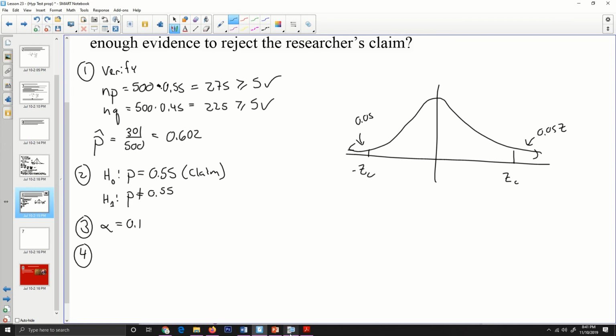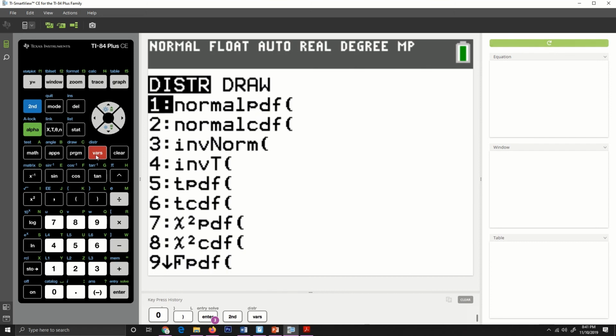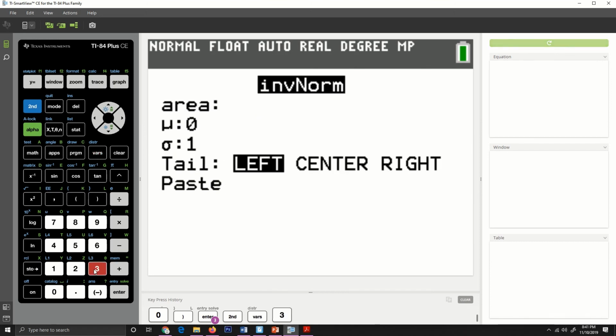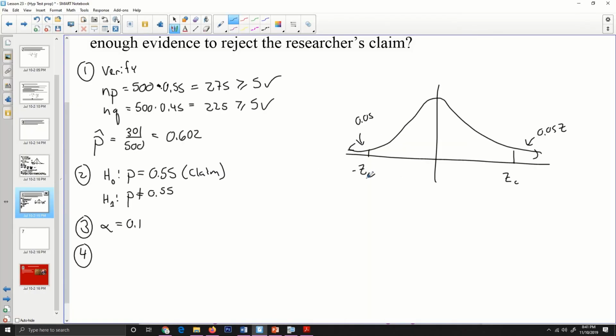And so if I grab my graphing calculator, we're going to go second, distribute, we need our inverse norm, so 3, and 0.05, everything else stays the same. We hit enter there, and we get negative 1.6448, or 1.6449, we'll round up there. So this one here is negative 1.6449, and this one is positive 1.6449.